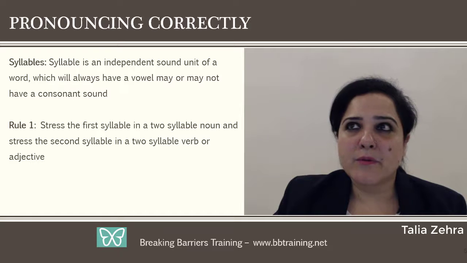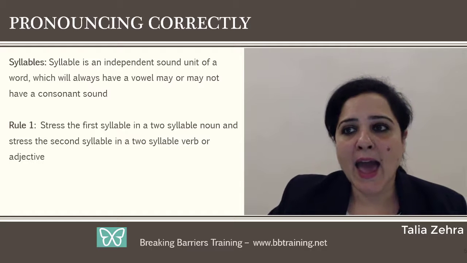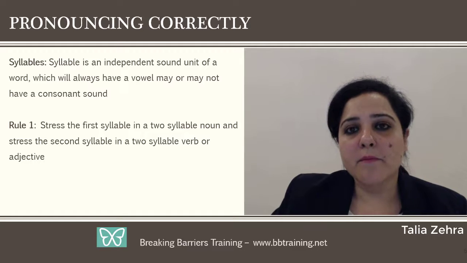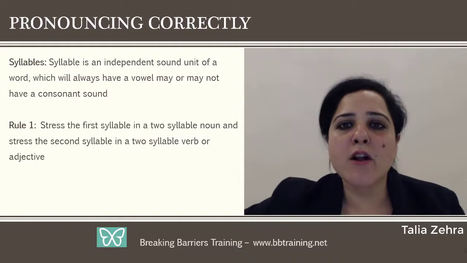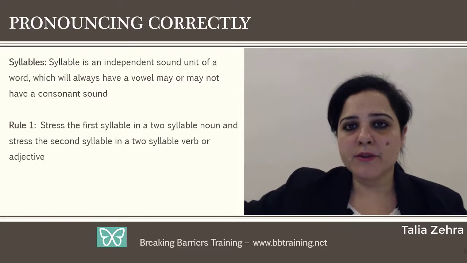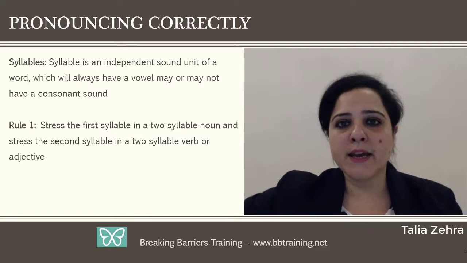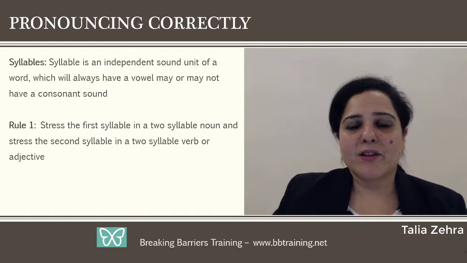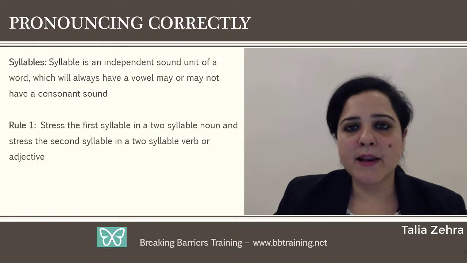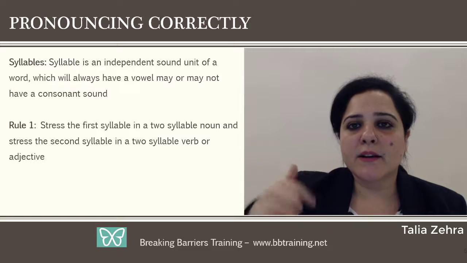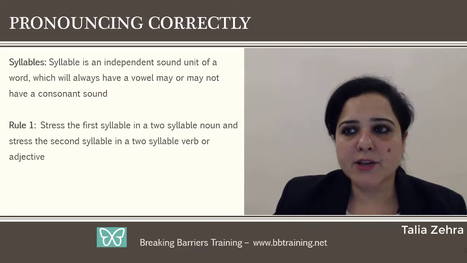Well, in a two-syllable verb or adjective, we have to stress the second syllable, right? Like a verb or an adjective, I can say happy. Happy. Beautiful. So I'm stressing the second syllable and it's giving me the correct pronunciation.